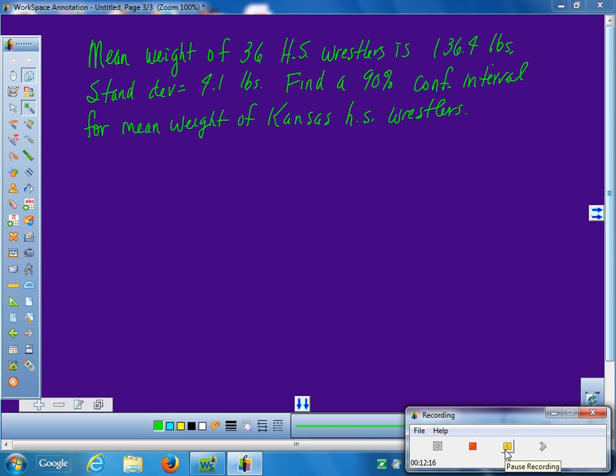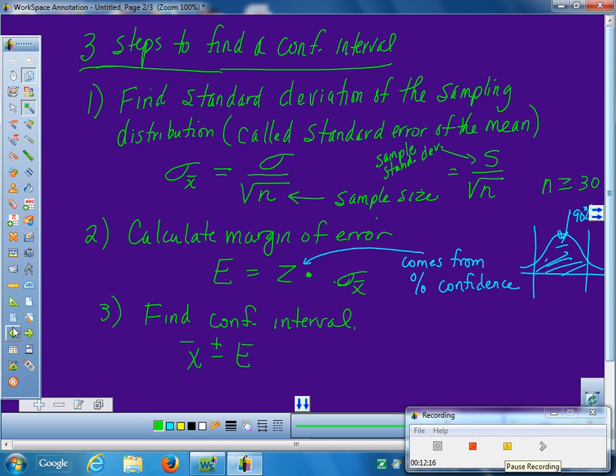There you go. So you've done a sample. You found that the mean weight of 36 high school wrestlers is 106.4 pounds. Their standard deviation is 4.1 pounds. So first question, is it okay to use this standard deviation? Because this is the sample standard deviation, it's okay to use it. You had to have 30 or more. We have more than 30, so it's okay to use this standard deviation.